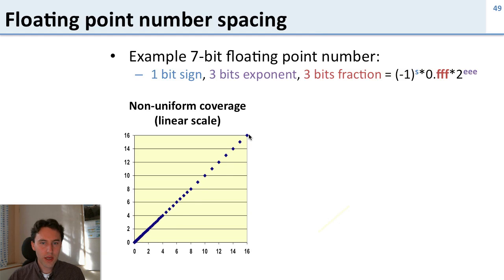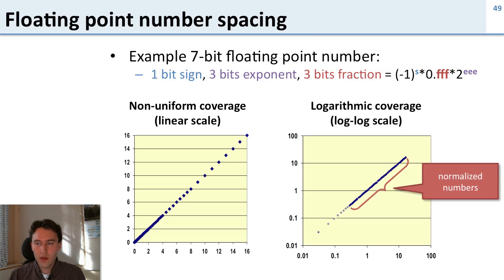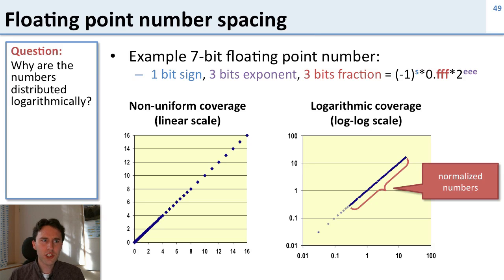So overall, we can cover numbers from very large down to very small, but we do not have uniform coverage. If we plot this on a log-log graph, we see much more uniform coverage. In particular, for the normalized numbers, on a log-log scale, we have a very nice uniform coverage of the number line. So here's a question. Why are the numbers distributed logarithmically? What is it about the floating point format that makes them look linear on a log-log scale?